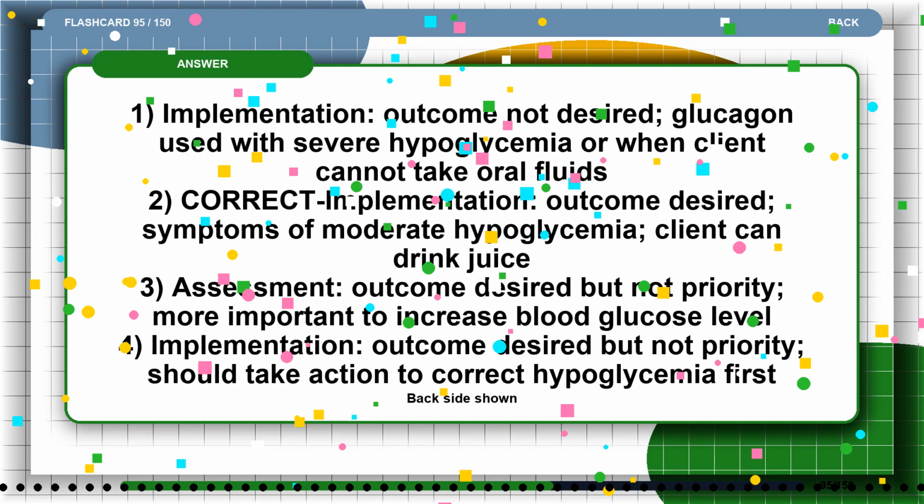The answer is 1. Implementation. Outcome not desired. Glucagon is used with severe hypoglycemia or when the client cannot take oral fluids to correct. Implementation. Outcome desired. Symptoms of moderate hypoglycemia. The client can drink juice. 3. Assessment. Outcome desired, but not priority. More important to increase blood glucose level. 4. Implementation. Outcome desired, but not priority. Should take action to correct hypoglycemia first.